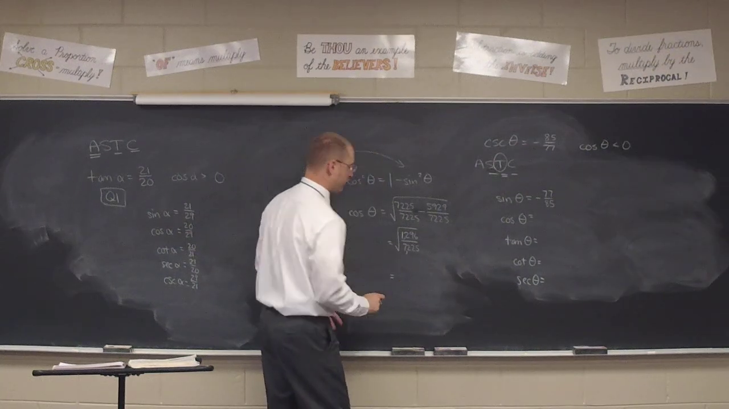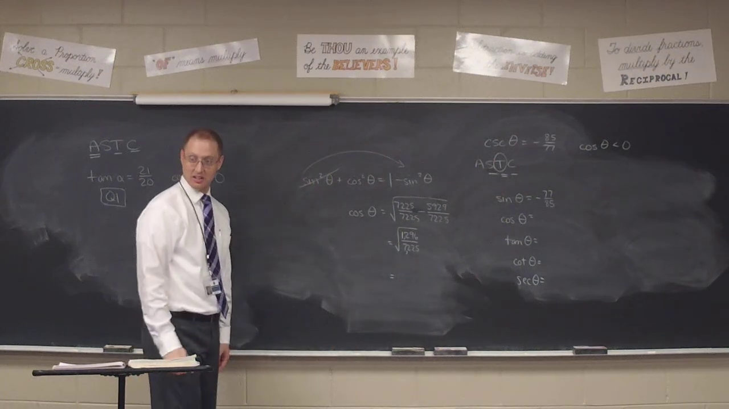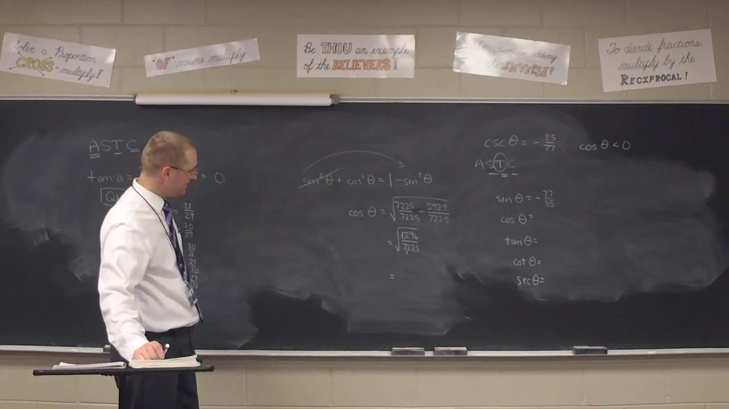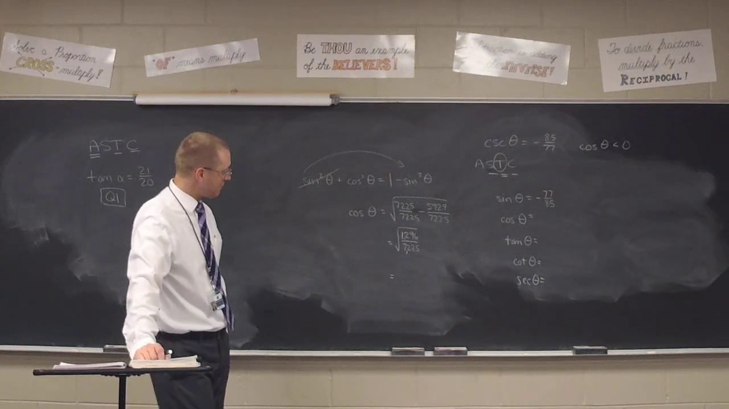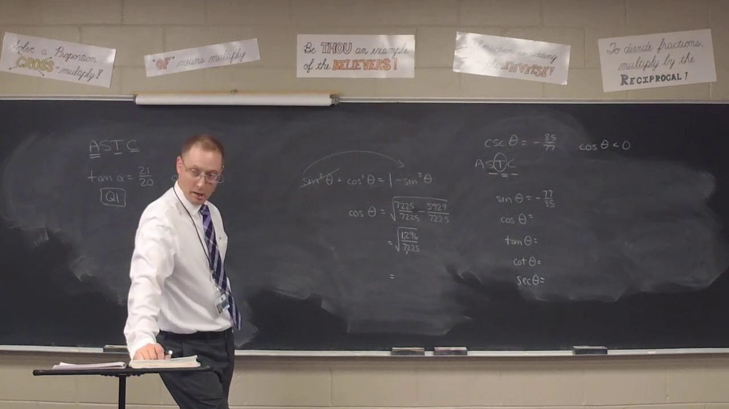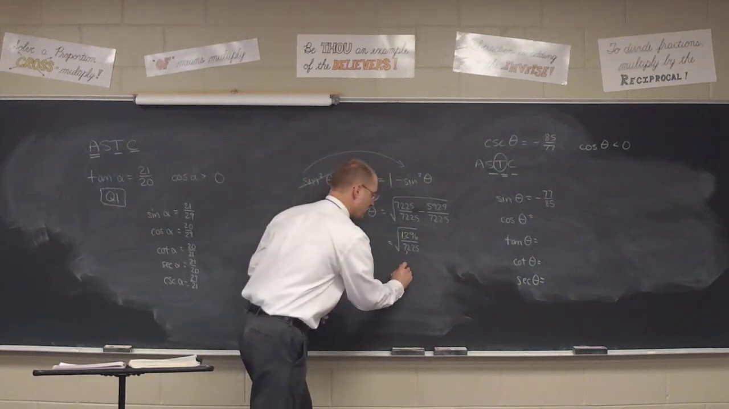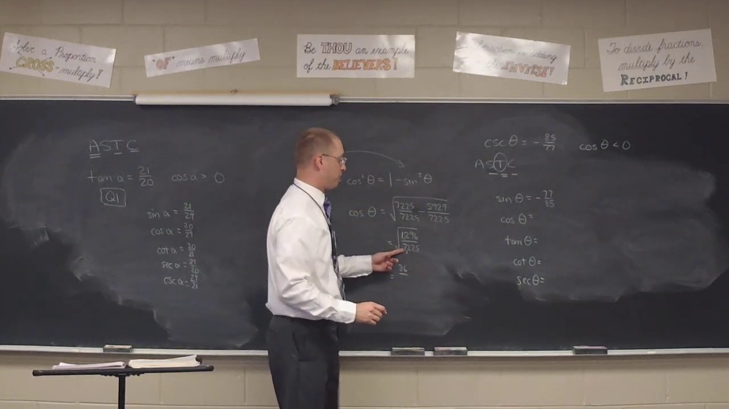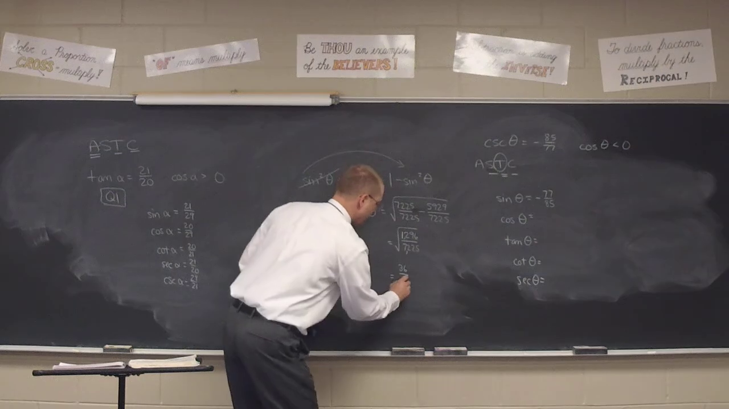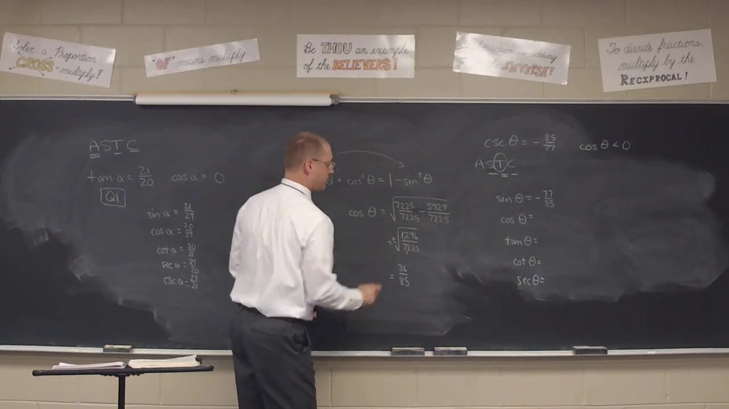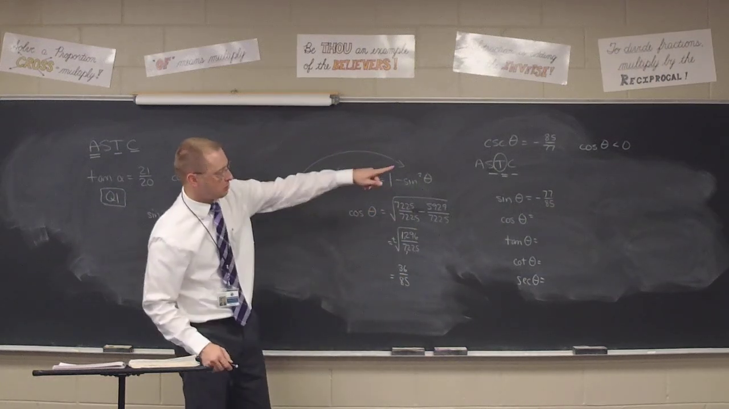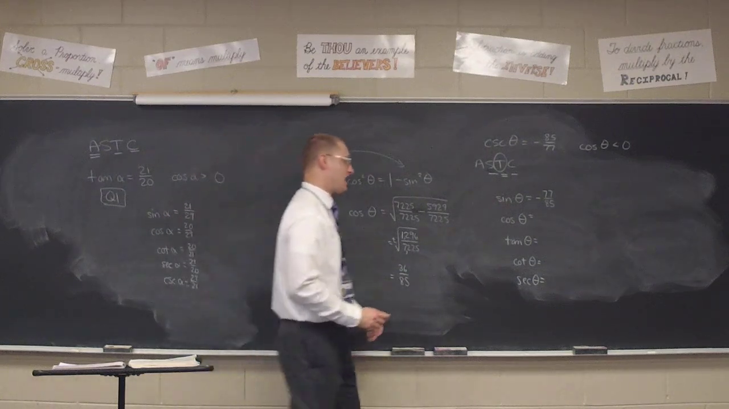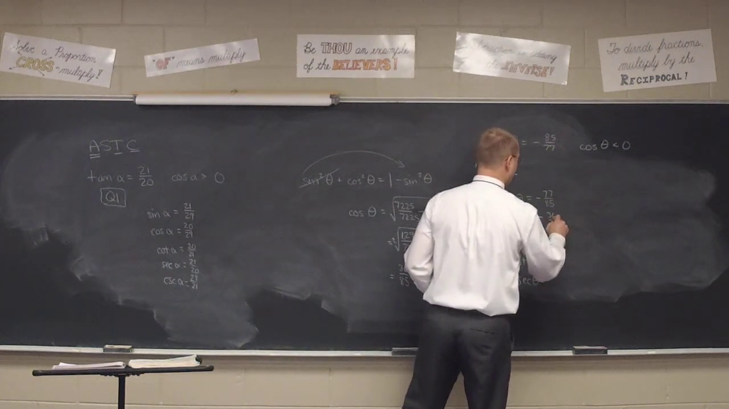All right, we'll go back to Ethan here. What is the square root of 1,296? There we go, 36. And we already know the square root of 7225 is going to be 85 we started with. And do I choose the positive or the negative for the cosine since we're in quadrant 3? Negative. We're going to choose the negative 36 over 85.